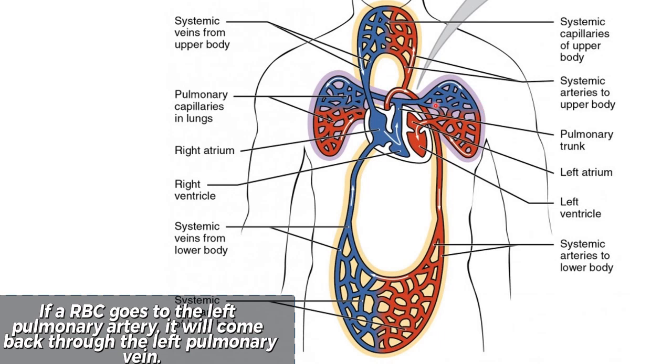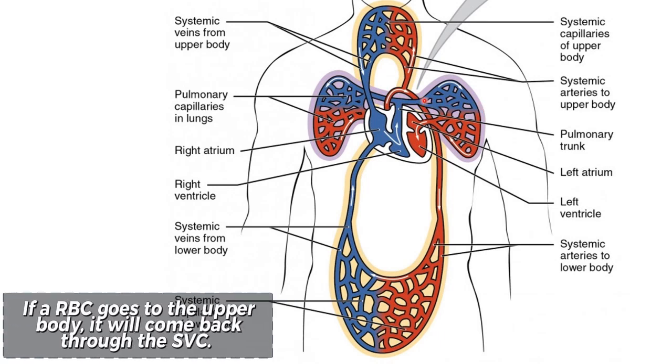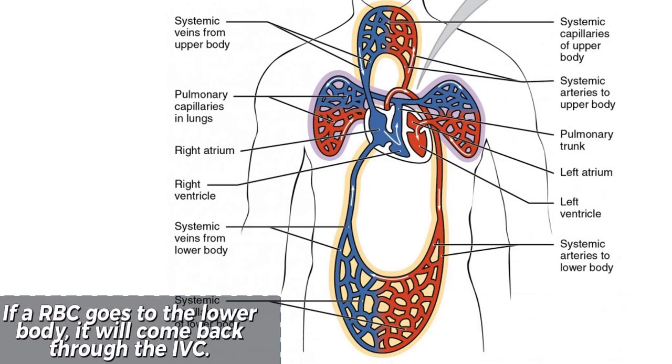All right, and then where it does track, where it's kind of locked in: if it goes to the left pulmonary arteries, it's going to come back through the left pulmonary veins. If it goes to the right pulmonary arteries, it's going to come back through the right pulmonary veins. If it goes to the lower body, it's going to come back through the inferior vena cava. If it goes to the upper body, it's going to come back through the superior vena cava.